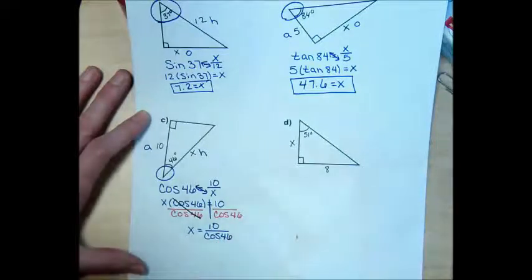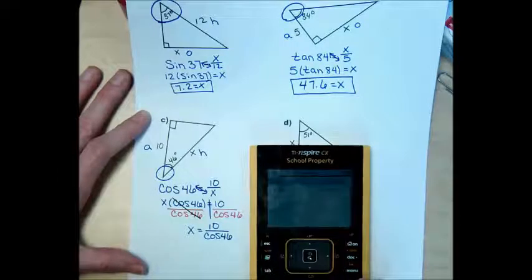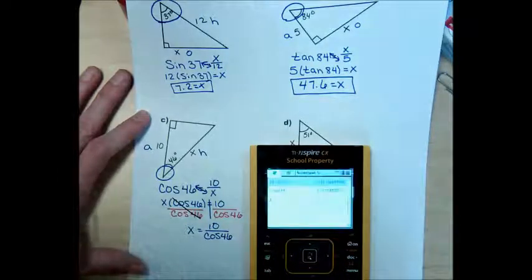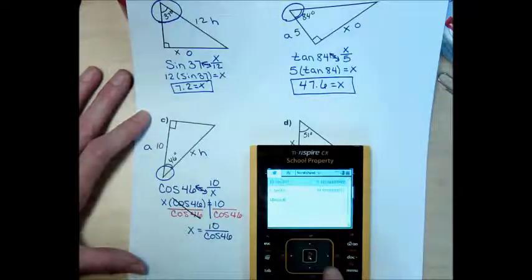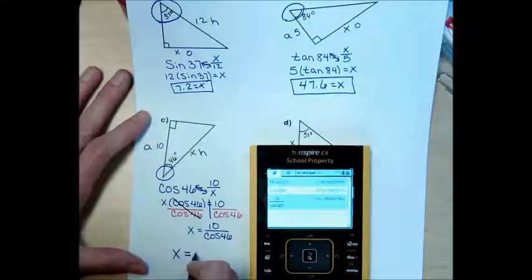I'm still going to round to one decimal place. And I get 14.4. Easy, easy, easy.